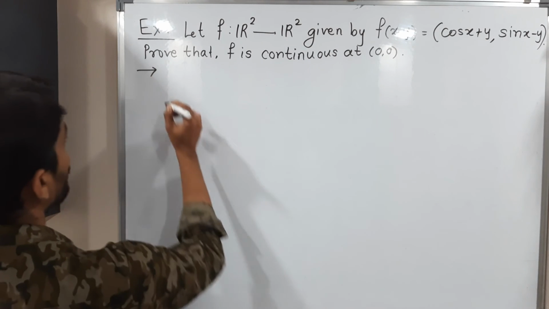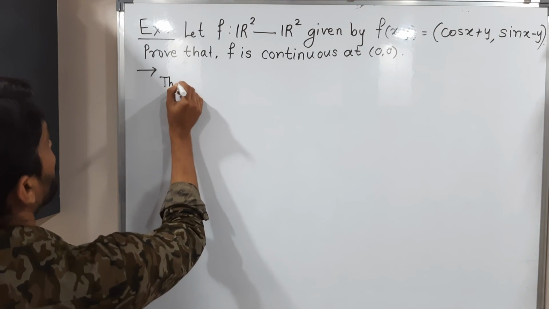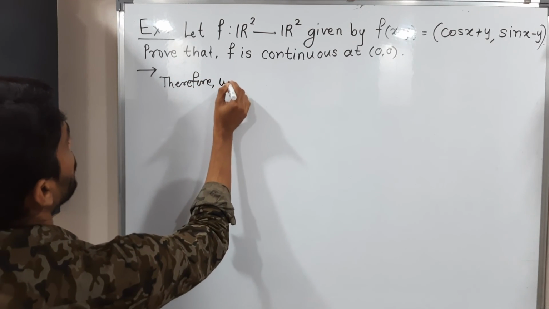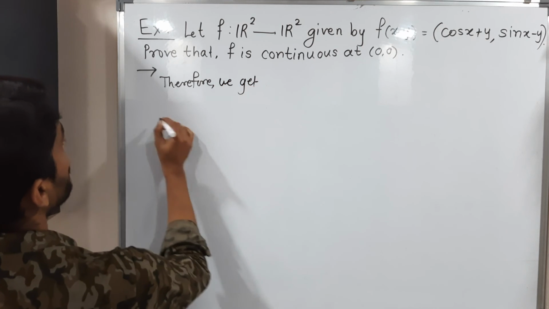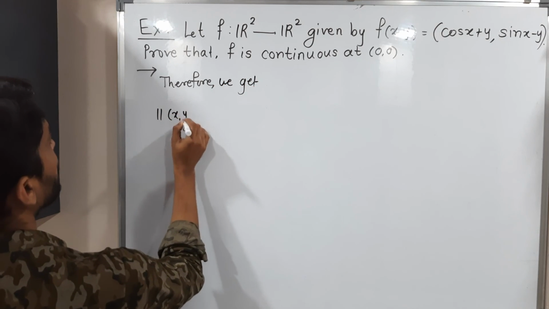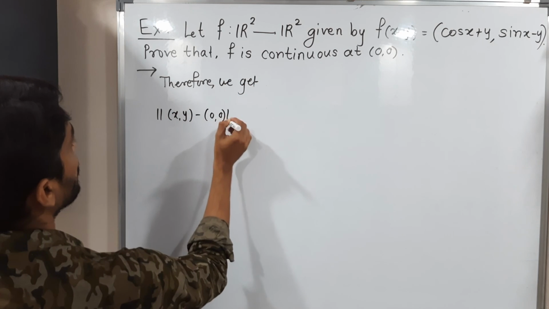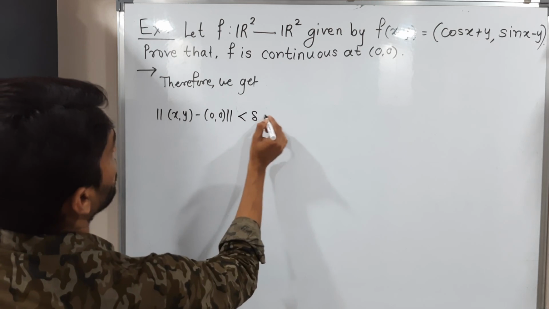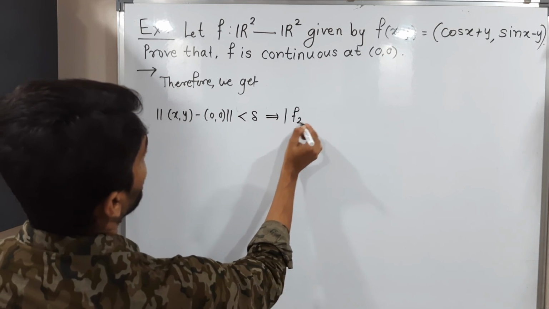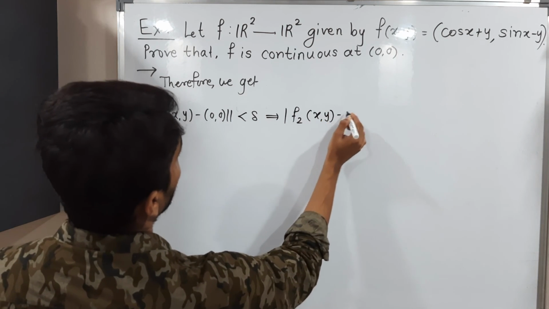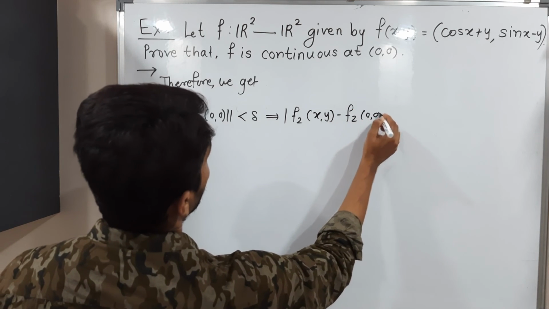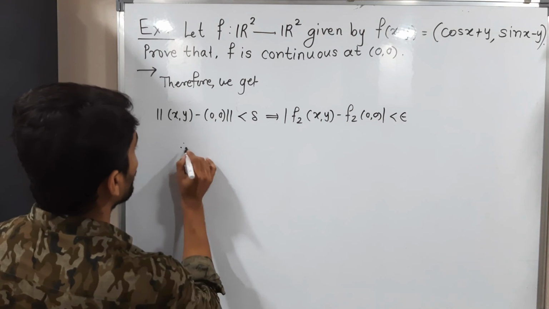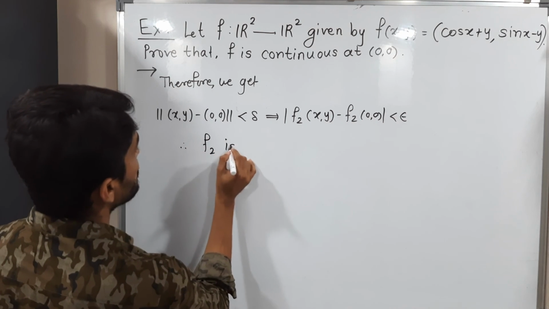Therefore, what we get here is: we started with norm of (x,y) minus (0,0) less than delta, which implies mod f2 of (x,y) minus f2 of (0,0) is less than epsilon. So therefore we can declare that f2 is continuous at (0,0).